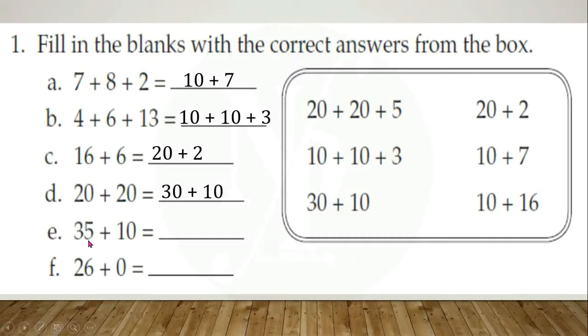E. 35 plus 10 is 45. 20 plus 20 plus 5 is also 45. Write 20 plus 20 plus 5 here. And 26 plus 0 is, yes, 26. And 10 plus 16 is also 26. So you should write 10 plus 16 here. Now let us move to the next question.